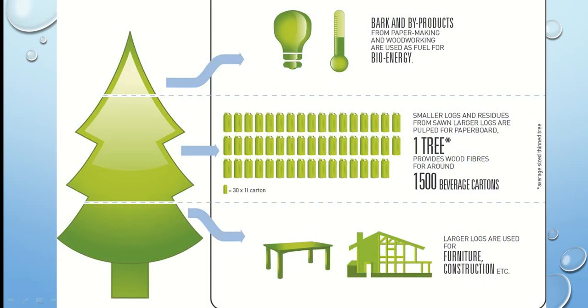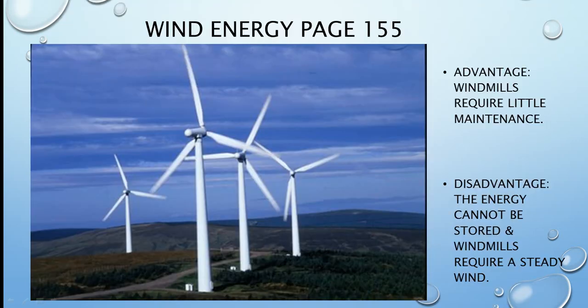All right, so we can see here what we can get from a tree. Down here at the bottom, lumber for building furniture and houses and things like this. Right over here, look at this. We can make paper. So this is talking about paper cartons, maybe like you would put your milk into or something, paper board. And so lots of that. Furthermore, paper we use to write on. Byproducts from paper making and woodworking, we can get bioenergy from that. That's from the bark and byproducts. So it's a very good way to not waste any part of the tree. So we become very efficient in our use of trees.